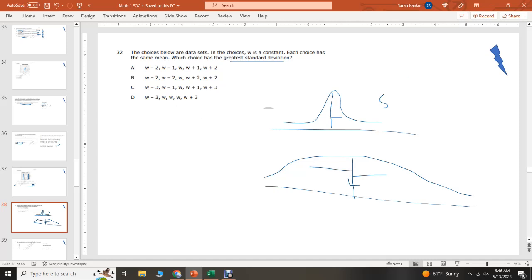So you can look at these, and the ones with the largest range are C and D. But notice C also has these other ones that aren't exactly at the mean. D has all these ones right at the mean. So the one with the most dispersion, the greatest standard deviation, is going to be C.